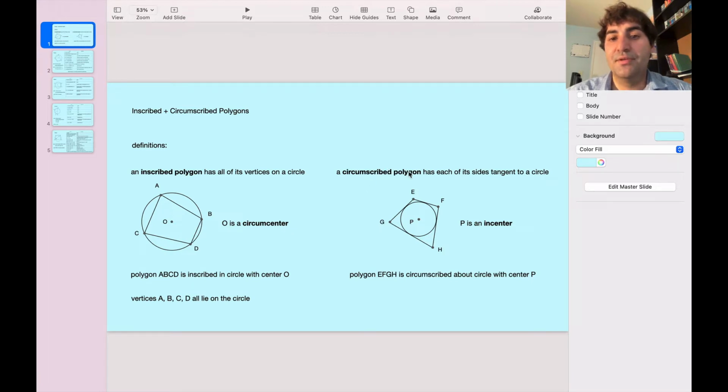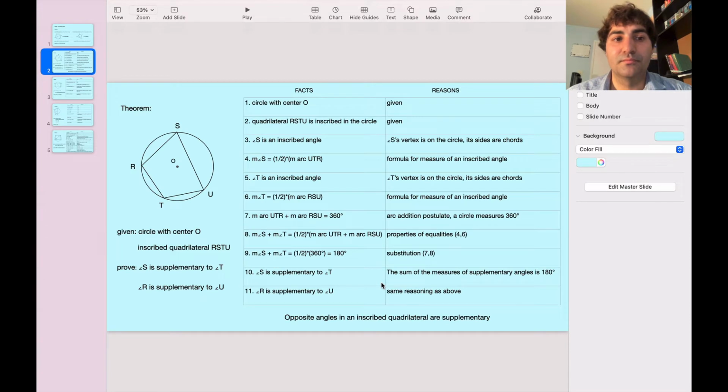A circumscribed polygon has each of its sides tangent to a circle. So let's look at this polygon EFGH. Each side is tangent to the circle at one point, right? So side EF is tangent to the circle here, and then so on. Polygon EFGH is circumscribed about a circle of center P. P is called an incenter.